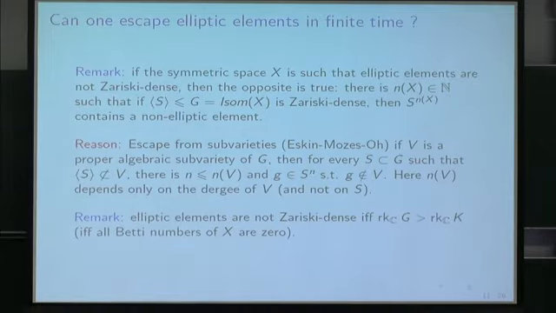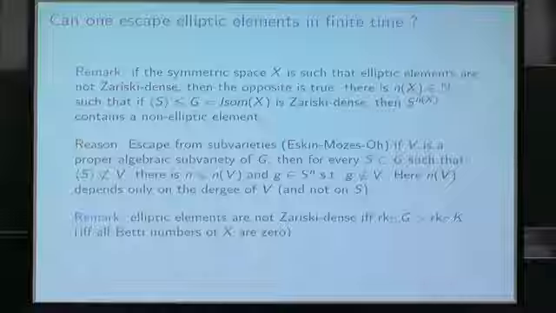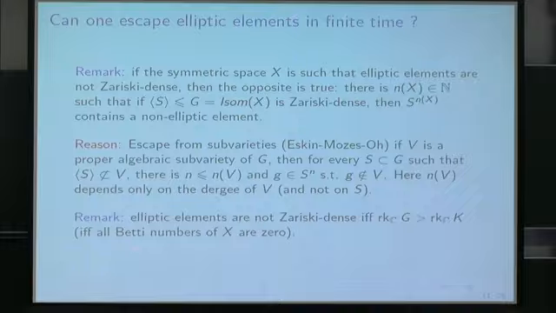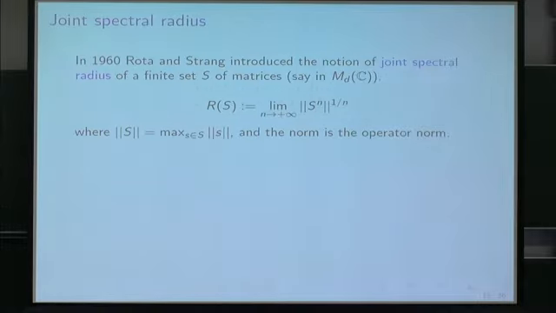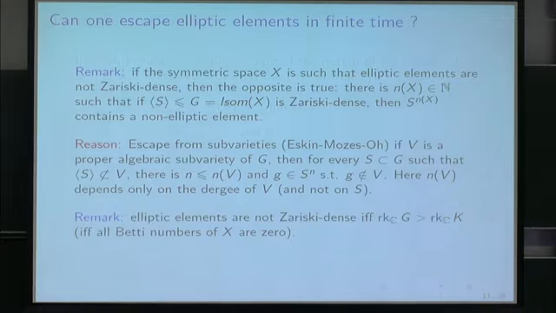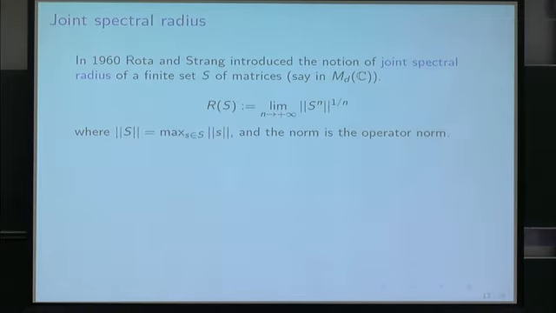And that's a remark here. Elliptic elements are not Zariski dense if and only if the absolute rank of G is strictly bigger than the absolute rank of K. And if you remember Nikolai Nikolov's talk this week, in fact this is if and only if the L2 Betti numbers of X are 0. So certain symmetric spaces are like that. SL_n is not like that, but SO(p,q) is like that, for example. So we cannot escape elliptic elements.